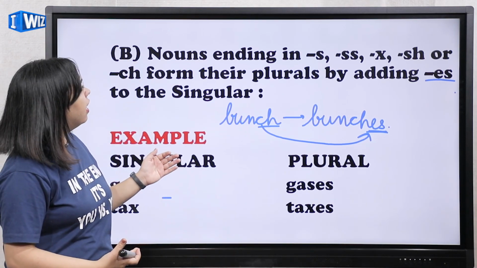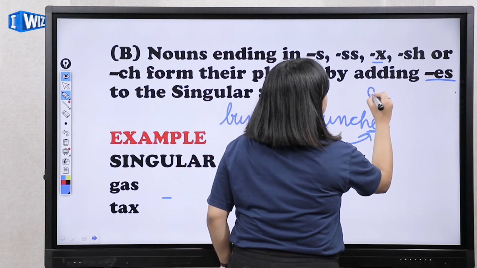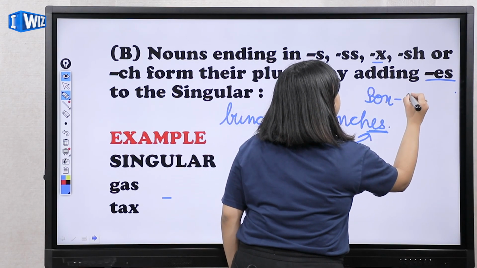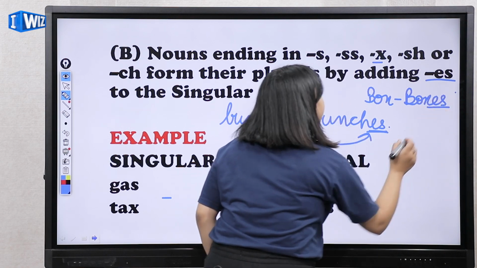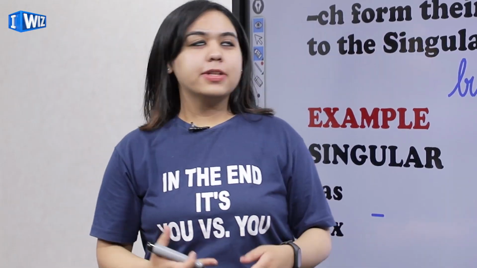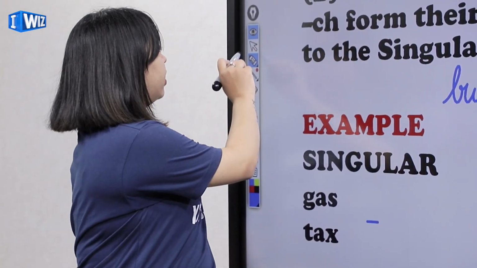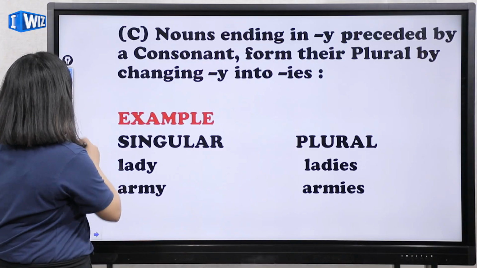Say box with x, I'm forming a word box. It will be as easy as adding es, and box you can simply convert into boxes. So I hope it's clear to you, and we'll be moving forward now.